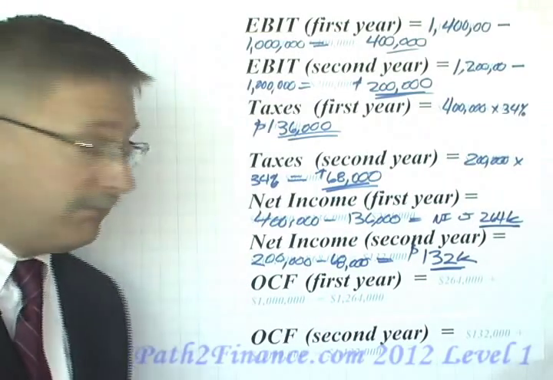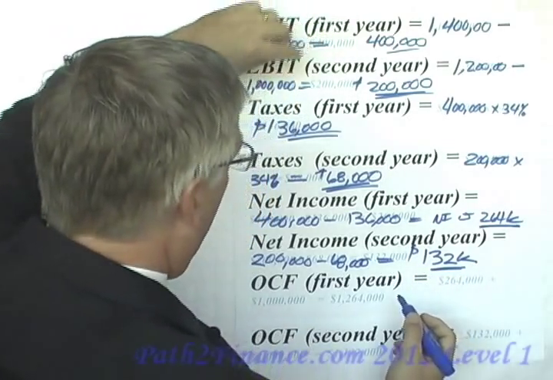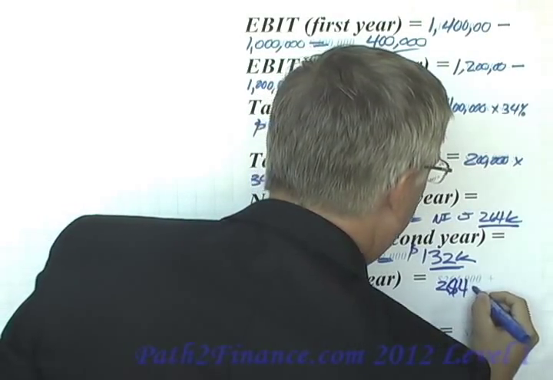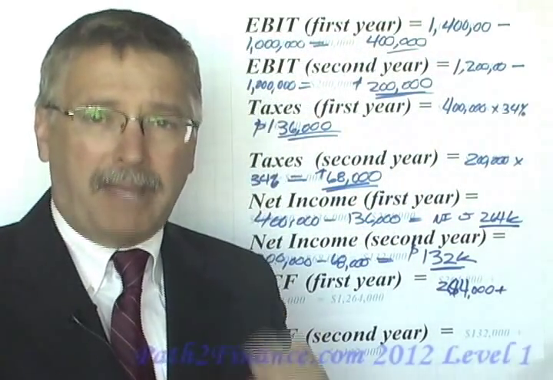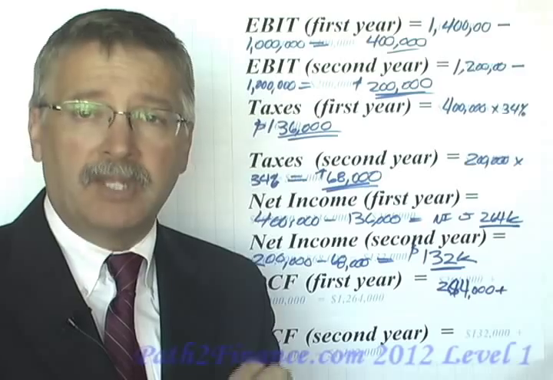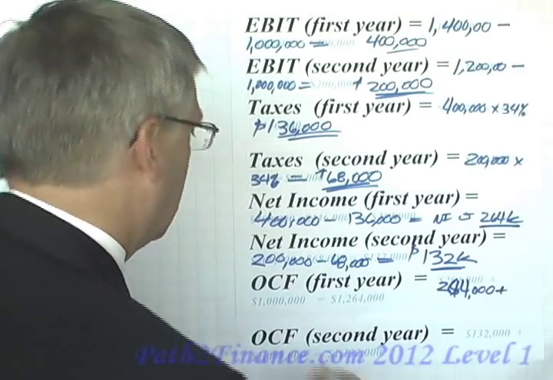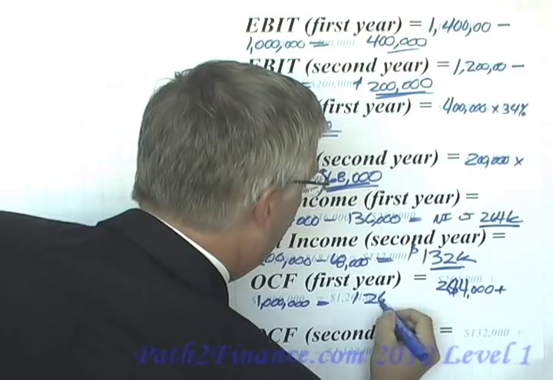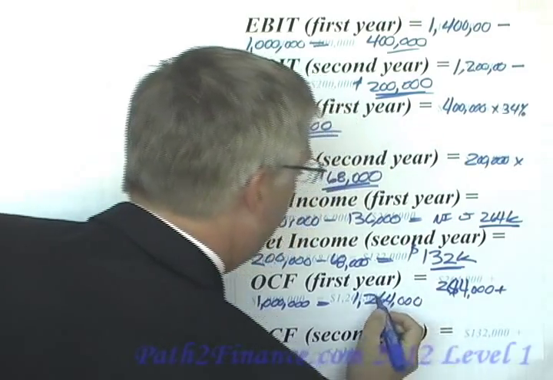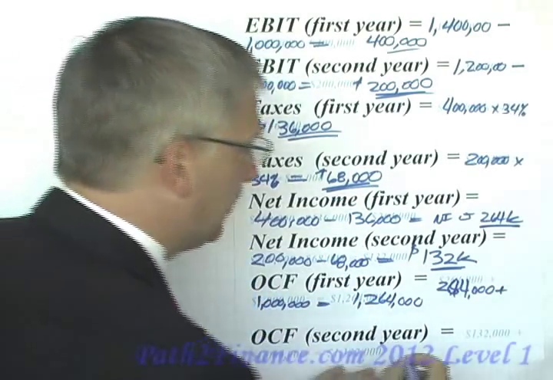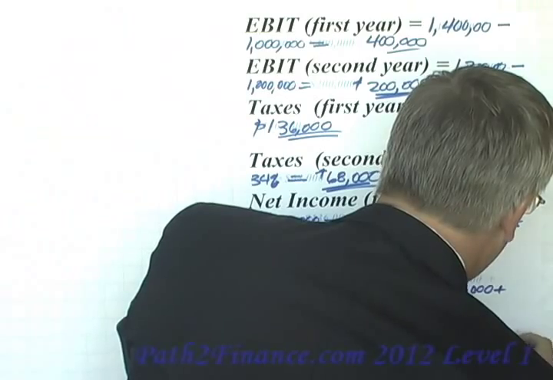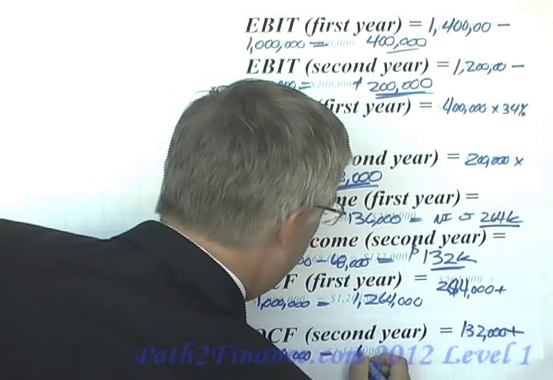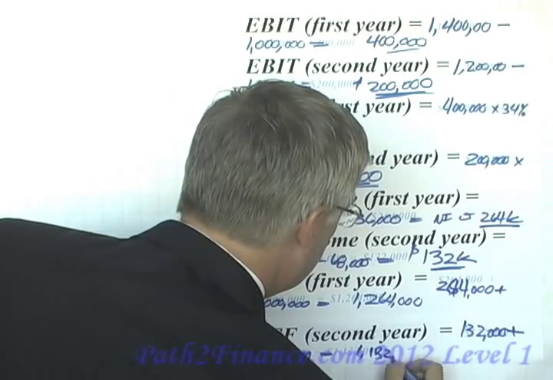Let's talk about our operating cash flows. That's the money you're actually going to keep. We have our net income from the first year of $264,000, and we're going to add back our depreciation amount. Depreciation is a non-cash expense on the income statement, so we're going to add that $1 million of depreciation back in to give us an operating cash flow of $1,264,000 in the first year. Same calculation in the second year. Take our $132,000 of net income, add back in our depreciation for a net operating cash flow of $1,132,000.